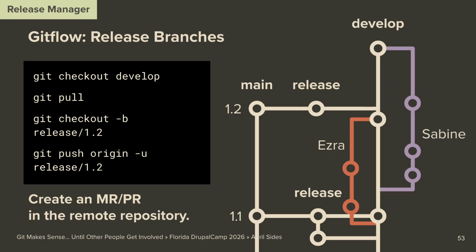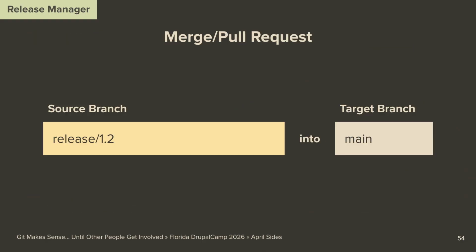So in order to create the release branch, you're going to check out the develop branch. You're going to pull the latest changes to your local if you're doing this locally. And then you're going to create, instead of a feature branch, a release branch with whatever your release naming convention is for your project. And then we'll push that to the remote repo. So this one, because it's a release branch, is going to target main.